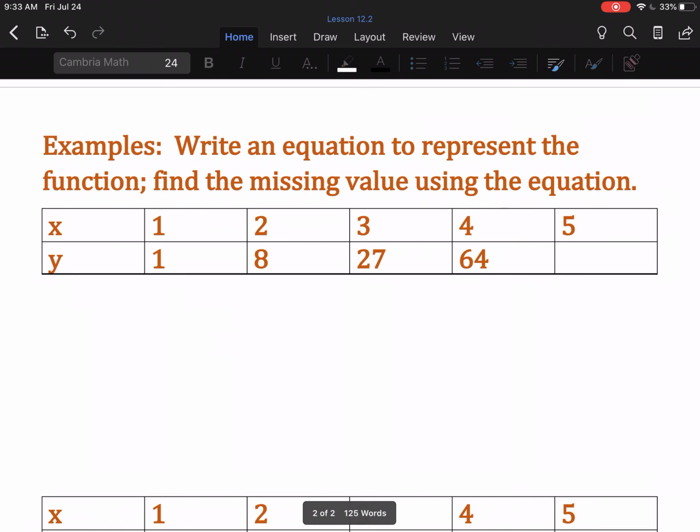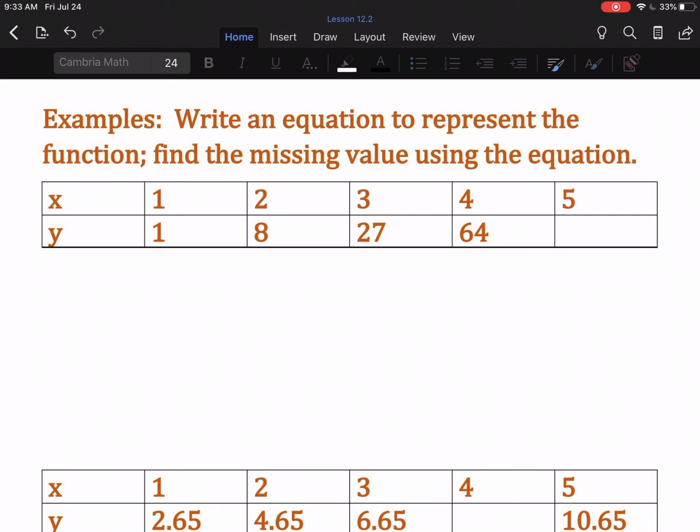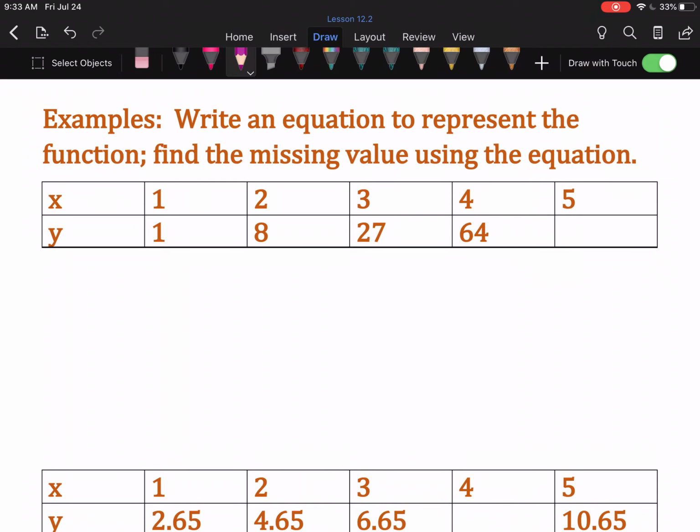Write an equation to represent the function. Find the missing value. This is called an XY table. And anytime we do that, our equation is going to be y equals some manipulation of x. What I mean by some manipulation is we're going to take the x numbers and figure out how they're becoming the y numbers.